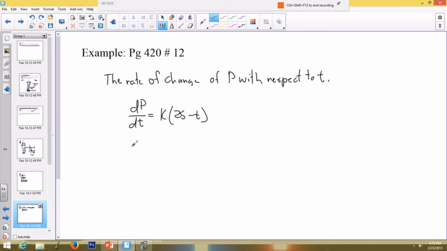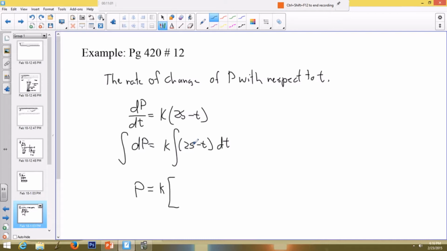We want to separate our variables here, so we're going to put all our p variables on the left-hand side and all of our t variables on the right-hand side. So dp is going to equal k times 25 minus t dt. And we're going to take the integral of both sides. Since k is a constant, I can leave it out. The integral of just 1 dp is p. We have k times the integral of what's inside here.